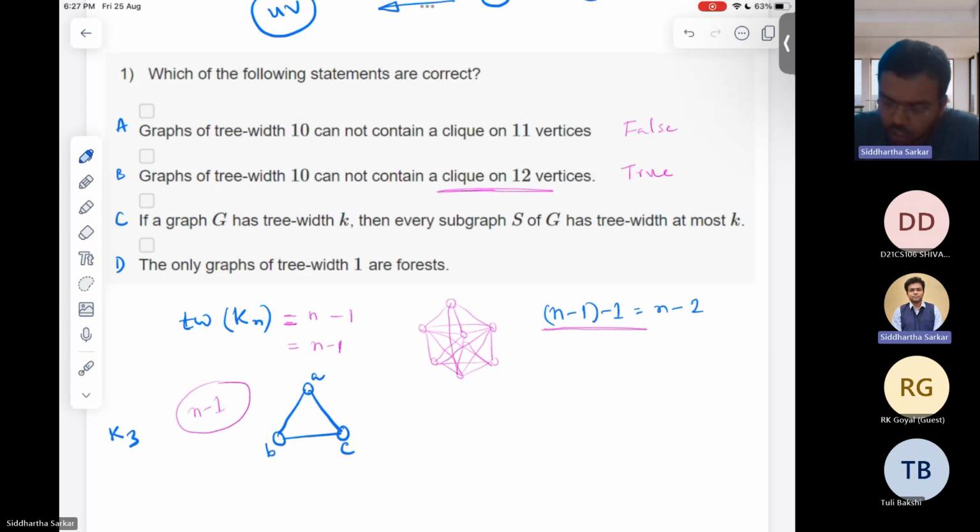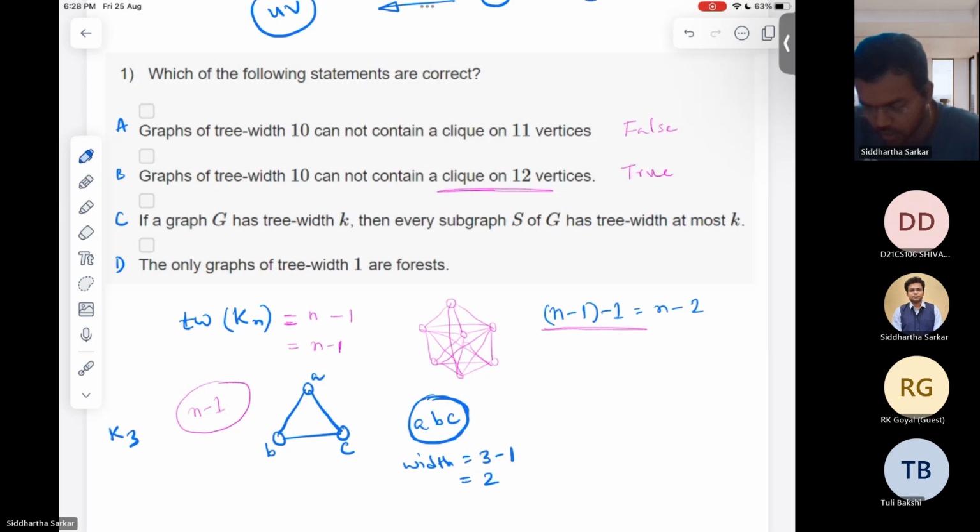One naive tree decomposition is to have all the vertices in the same bag, and that tree decomposition has width 3 minus 1, because the bag contains three vertices. So the question is, for K3 the tree width is 2, or can we do better and get a smaller tree width? According to your conjecture, for K3, n minus 1 is 3 minus 1, so it should be 2. So this is the best we can do in terms of tree decomposition. But let us say that we can do better.